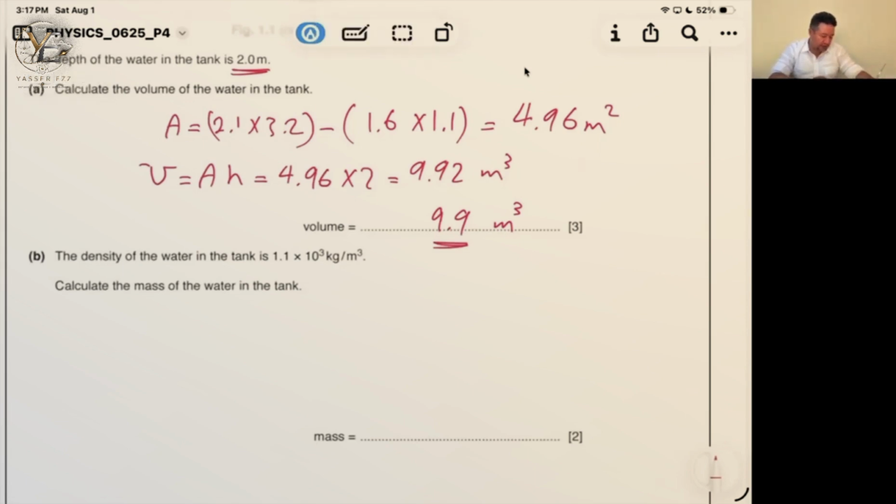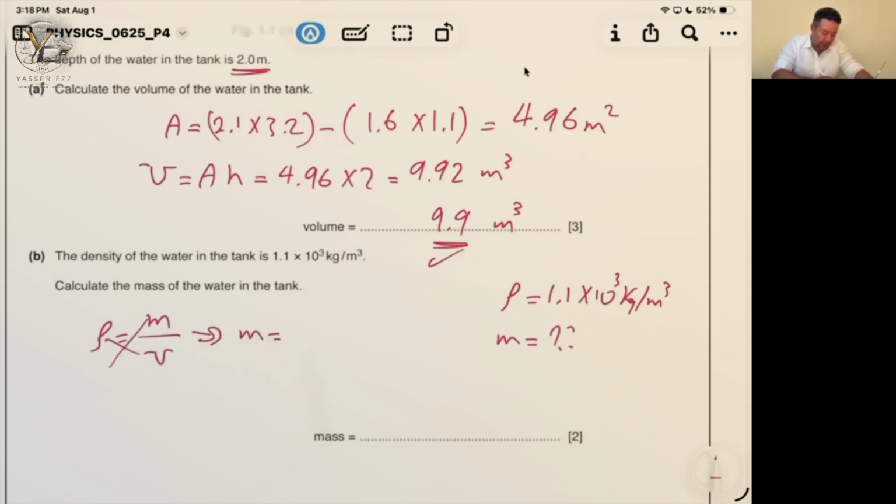Here you can see that the density of the water in the tank is 1.1 times 10 to the power of 3 kilograms per cubic meter. Calculate the mass of the water. We have the volume and it is asking for the mass. You know, density equals mass over volume. Rearranging the equation, making the mass the subject, mass equals density times volume. The density is 1.1 times 10 to the power of 3 times the volume, which is 9.92.